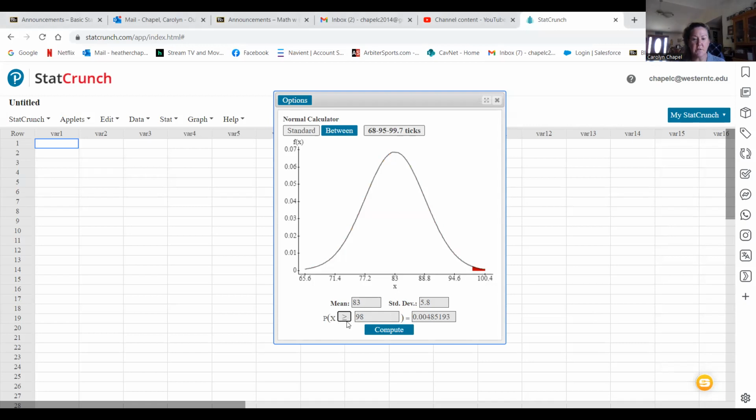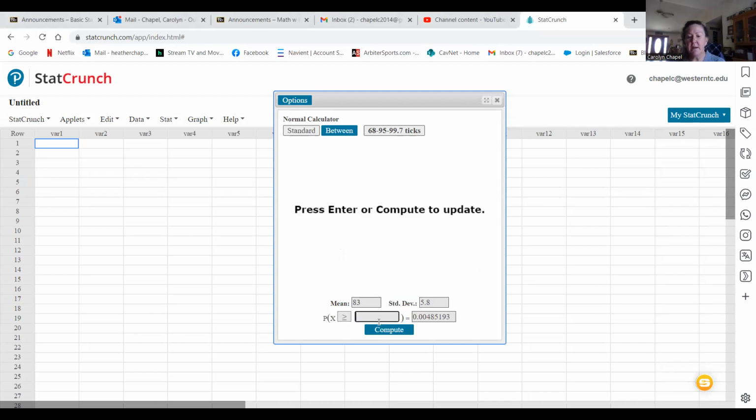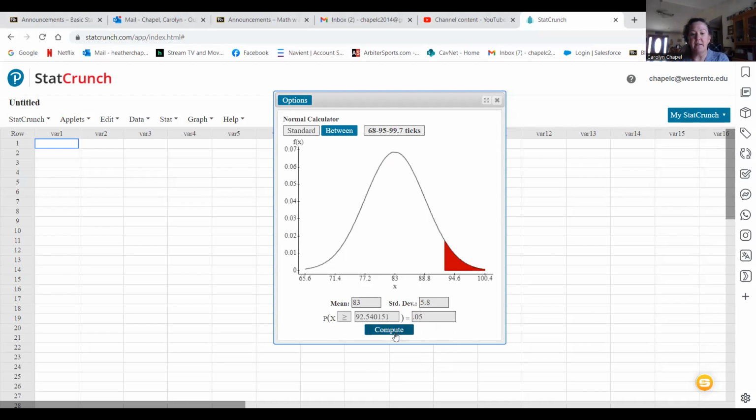So I'm going to change this first of all. I'm going to get rid of this 98 because that's the part I don't know. So I'm looking for x bigger than some value to give me 0.05. So I'm looking for that top percent. Here's that 0.05 in the shaded region, and the score that they need to get is roughly a 92.54. Okay, so that's how we would do that using StatCrunch.